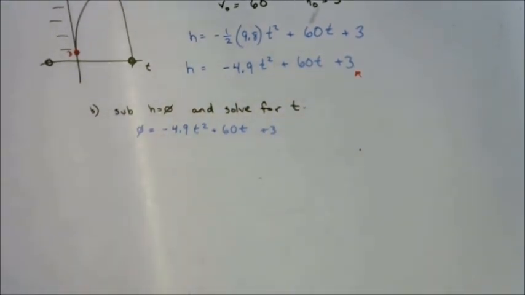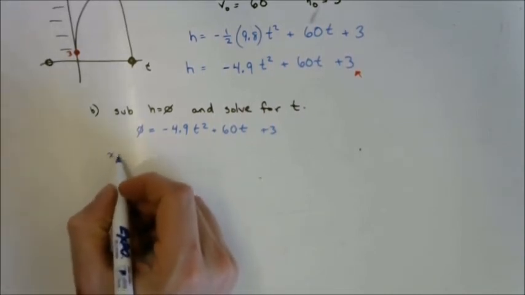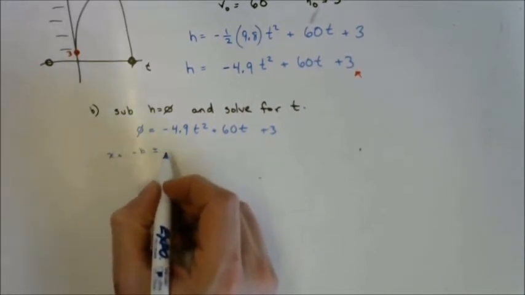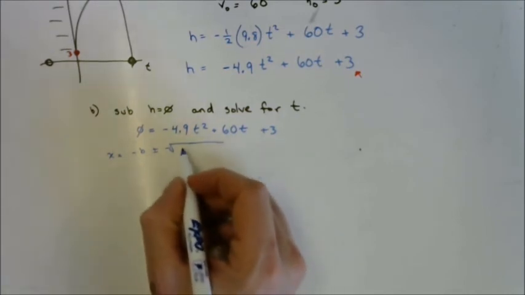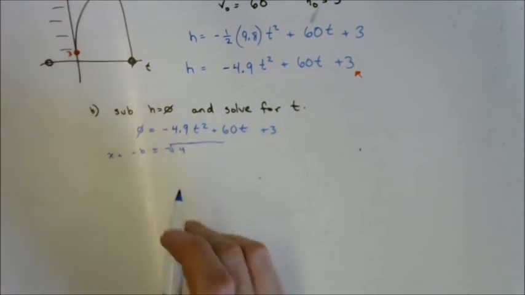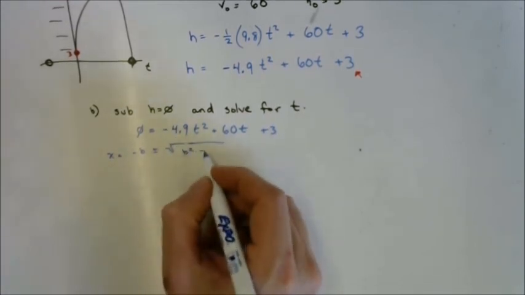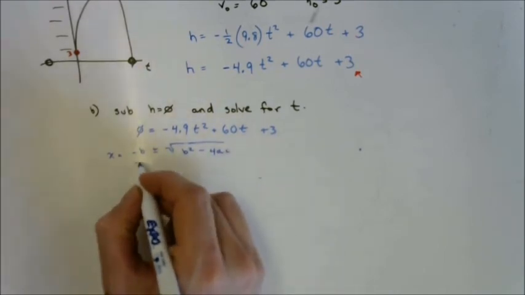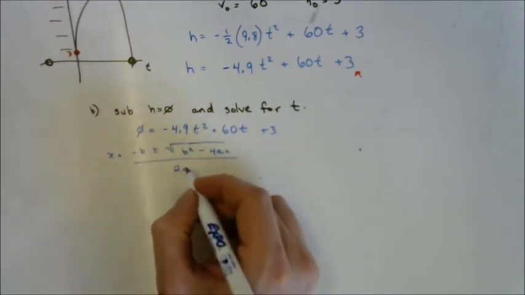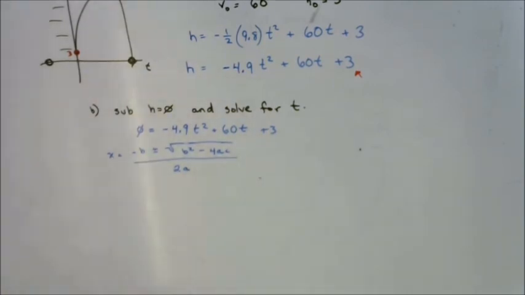Okay? So here we go. Paying attention. Who's got the song for us? Negative b, plus or minus the square root of b squared minus 4ac, all over 2a. Not bad.